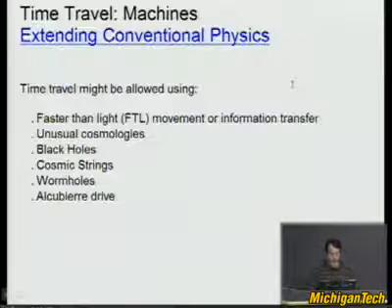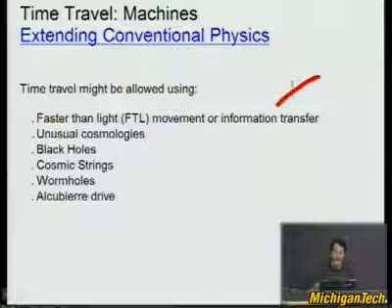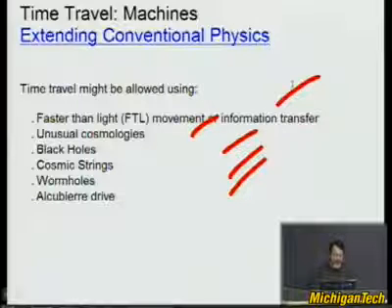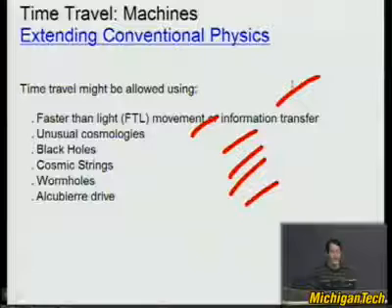And so let's get to the machines. So what could allow time travel? So let's look a little bit into the physics of this instead of the paradoxes. So faster than light movement or information transfer might allow time travel. Unusual cosmologies might allow them: black holes, cosmic strings, wormholes, and something I didn't know about before investigating this lecture, what I think is called the Alcubierre drive, which seems to be getting some play in the literature.